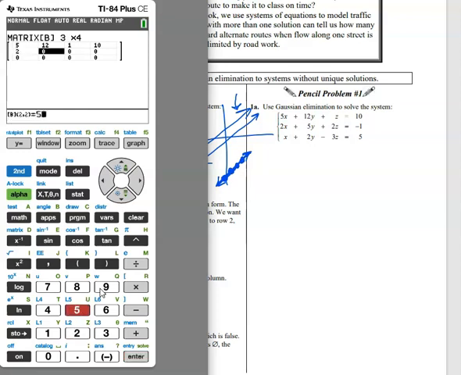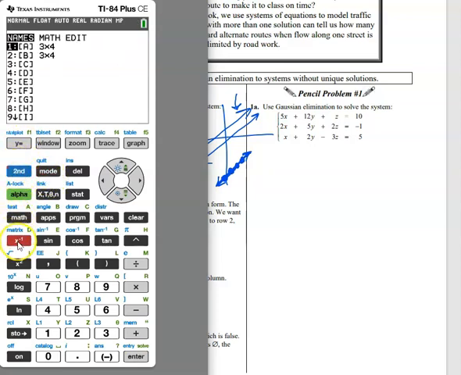Now 2x plus 5y plus 2z equals -1. And then there is 1x, 2y, -3z equals 5. And so these are the equations. I've got my matrix there. I called it matrix B for now. And so I'm going to solve this one by going back into matrices.